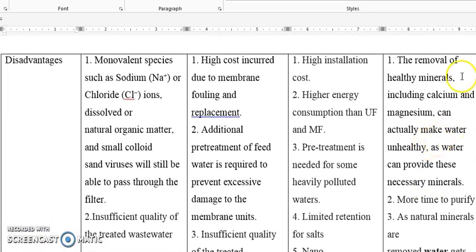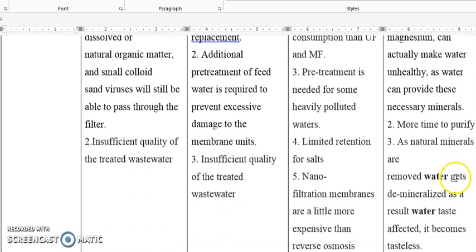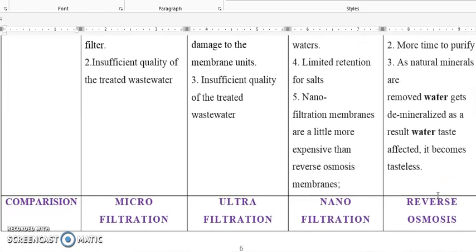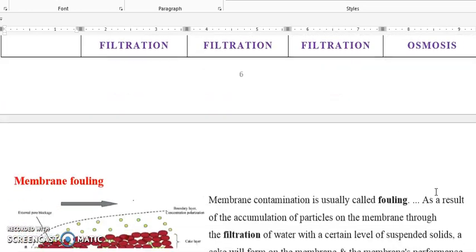And lastly, reverse osmosis. It removes healthy minerals also, including calcium and magnesium, which can make the water unhealthy because of complete removal of the minerals. So water becomes totally demineralized. Takes more time to purify. As natural minerals are removed from the water, it totally gets demineralized, and hence the taste can be affected, and it may become tasteless because of total removal of all the salts. So those are the disadvantages.